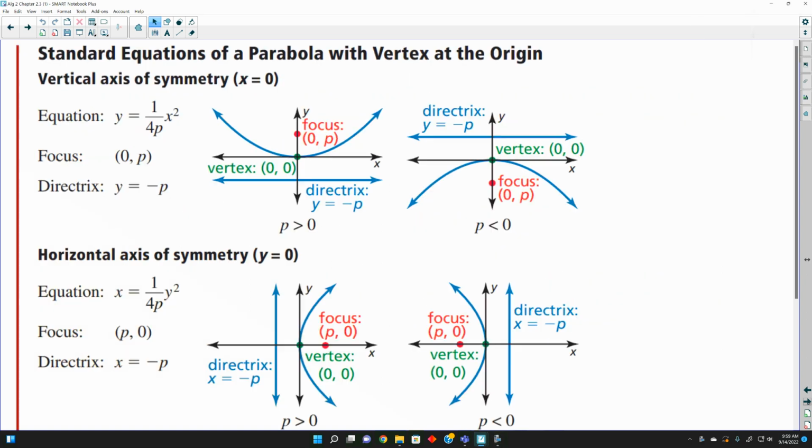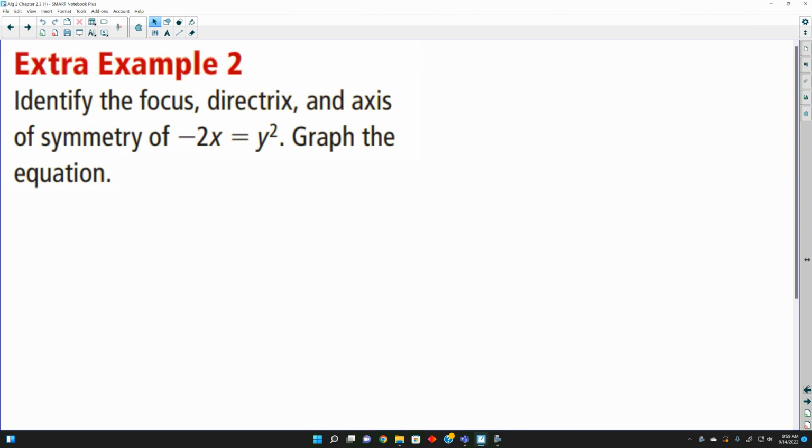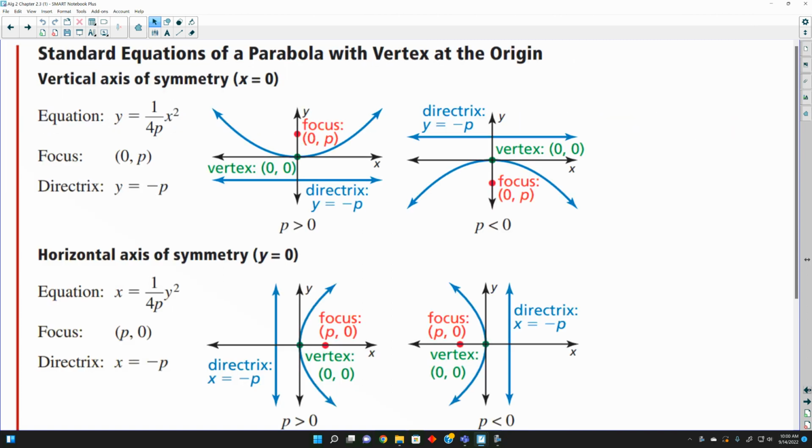Now, we started on this yesterday, or Monday, and we talked about these equations here. I'm going to write them on the board, because we had two different forms of this equation. y is equal to 1 over 4p x squared. The focus is the point (0, p), and our directrix is the equation y is equal to negative p. And our axis of symmetry is the equation x is equal to 0.